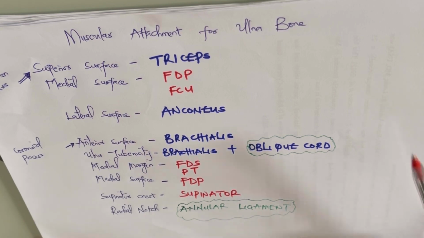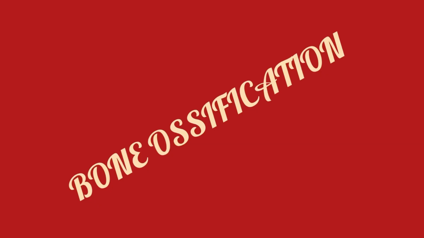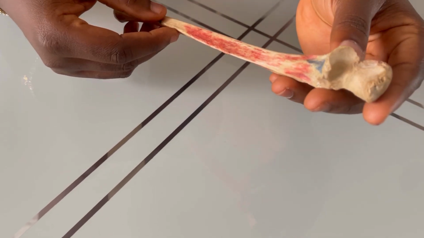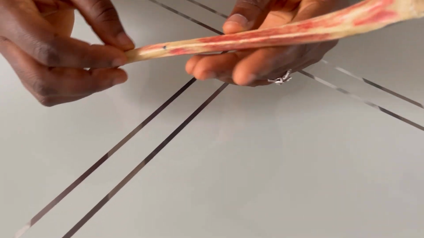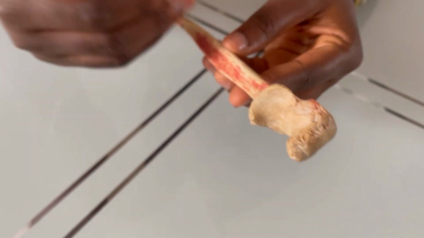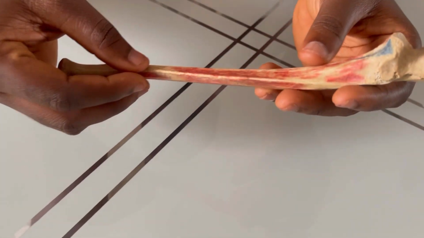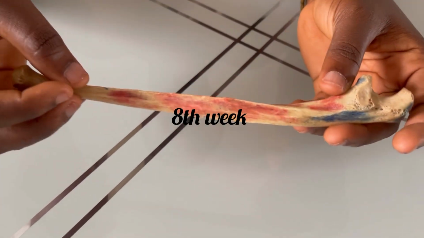So let's talk about the ossification of the ulnar bone. The shaft of the ulna ossifies from a primary center, which appears during the 8th week of development.